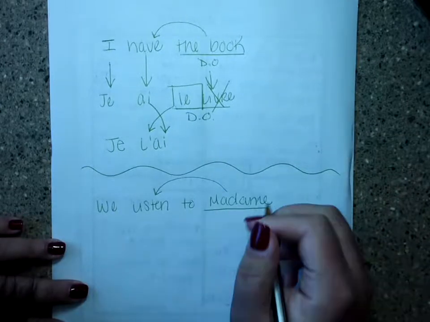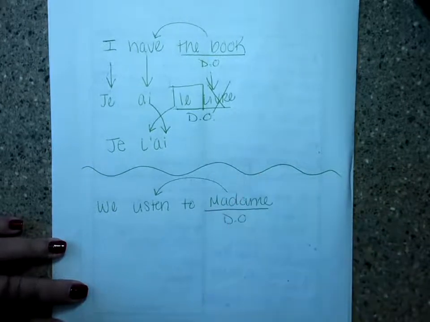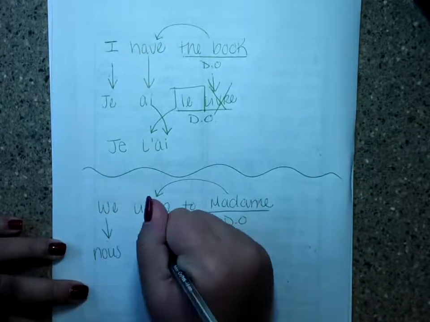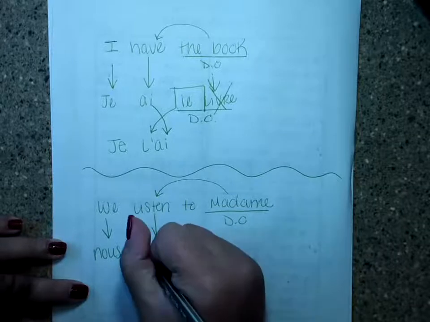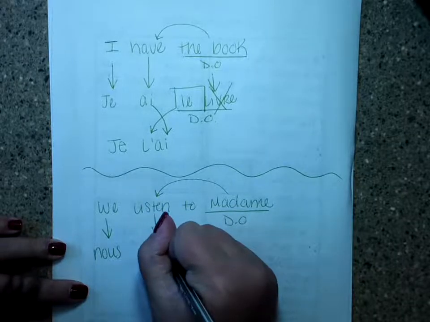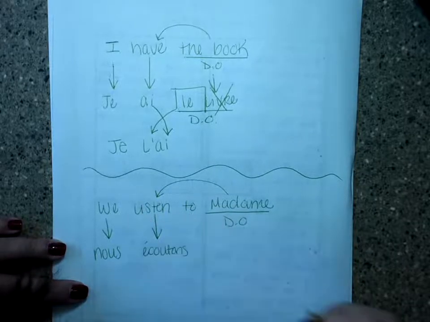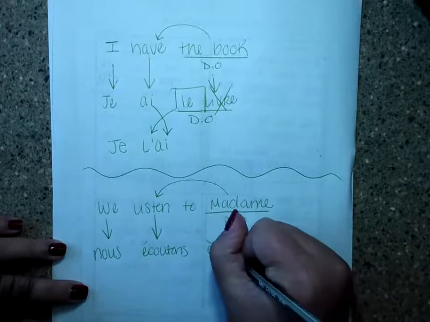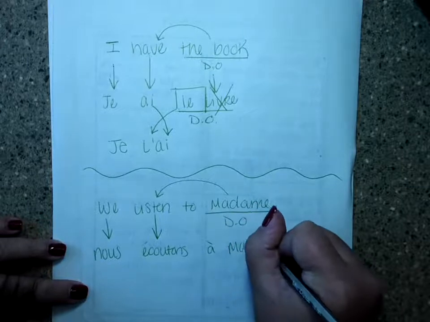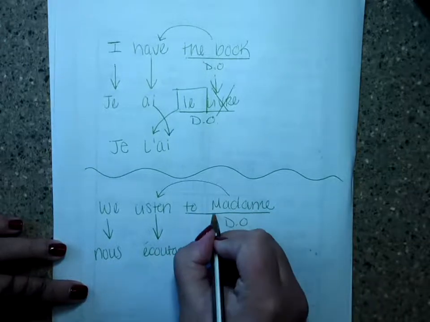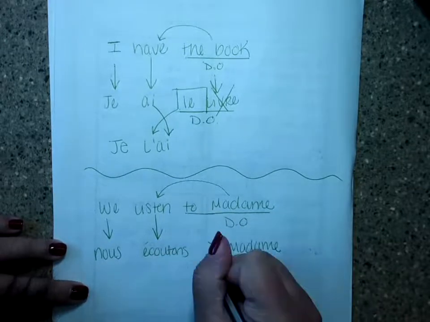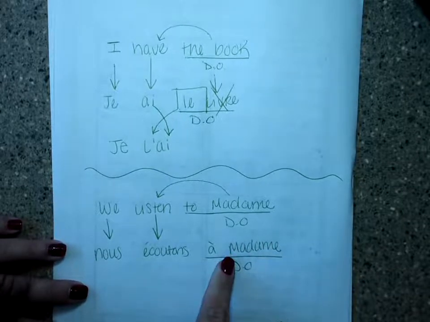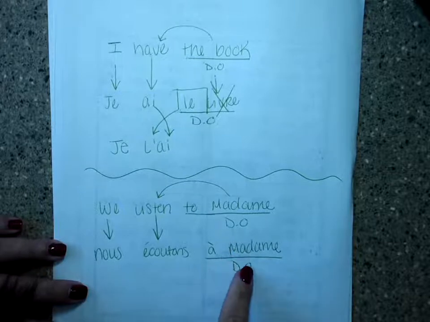So let's translate this all into French. So we're going to translate we is nous. Listen is the verb écouter, which becomes écoutons. So nous écoutons. And then to is à, and Madame is madame. So the à is kind of connected with the madame. So à madame is still our direct object. So now we need to figure out what we're going to replace à madame with.